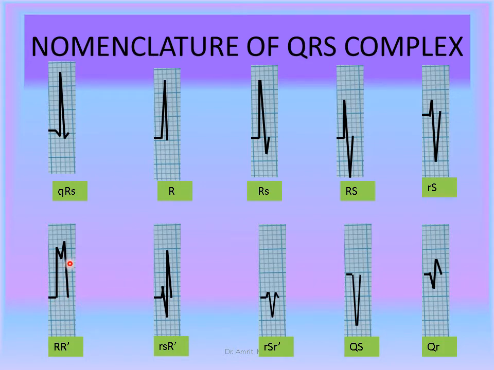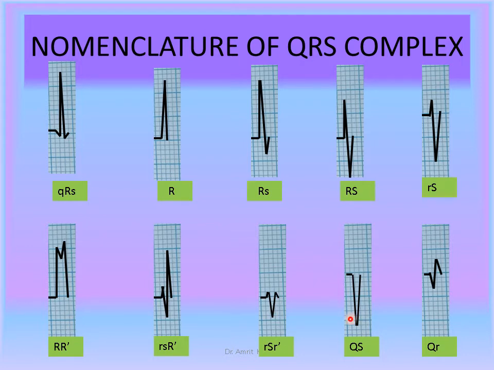In this wave there is no Q wave, there is no S wave, and the R wave is bifid, so it is called an RR dash pattern. In this we've got two R waves, one small, one big, and in between is a downward deflection, which is an S wave and it is small, so it is called RS, capital R dash. We've got two small R waves, in between is a big S wave, so this is called an RSR dash pattern.